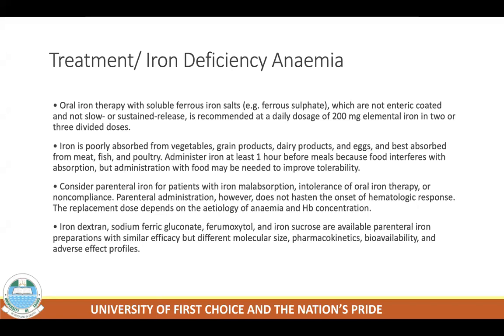The dose depends on the cause of the anemia and the current hemoglobin concentration. There are about 4 formulations of parenteral iron: iron dextran, sodium ferrigluconate, ferumoxytol, and iron sucrose. The 2 that are very common here in Nigeria are iron dextran and iron sucrose. Both are very available, and all have similar efficacy, though they have different side effect profiles.